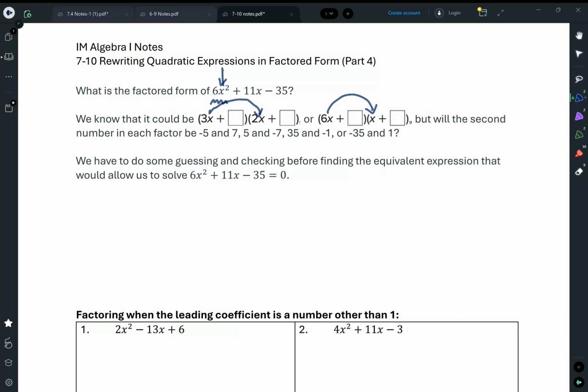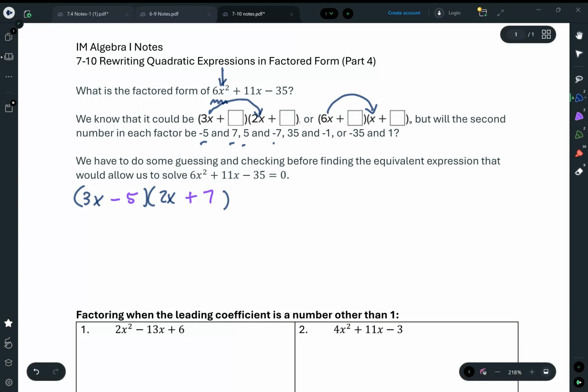Our first guess was the 3x plus something times 2x plus something. And it says negative 5 and 7 is an option, 5 and negative 7. So we're just going to go for it. So let's write a negative 5 and a positive 7 and see what happens. The interesting part about this is I know my first term, my 6x squared, is going to match up. Again, 3x times 2x gives me a 6x squared. So the 6x squared is going to be good to go. I don't have to worry about that.